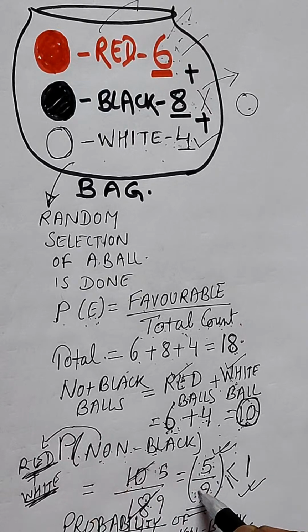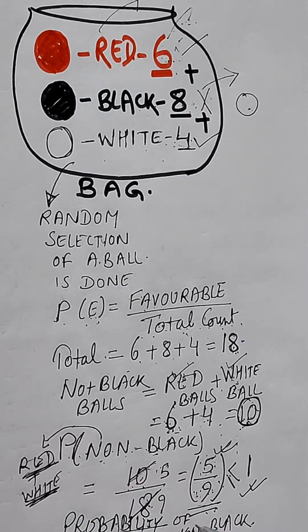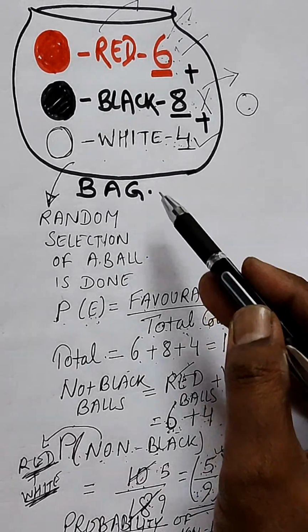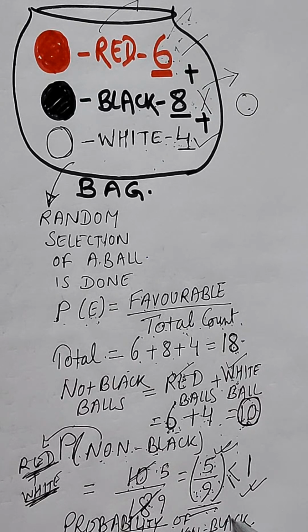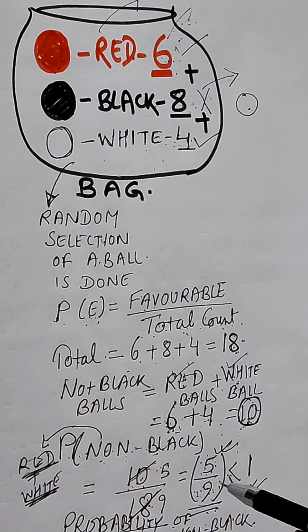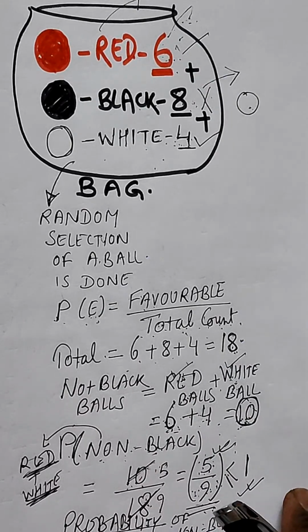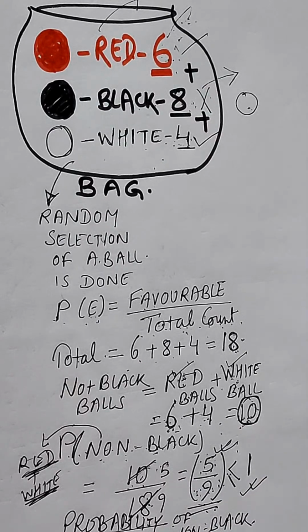So 5 by 9 is the probability of getting a ball when you are selecting it randomly from this bag, and that is a non-black ball, right? So this is the number 5 by 9, which is your answer, students. I hope you understand this question very clearly, right?